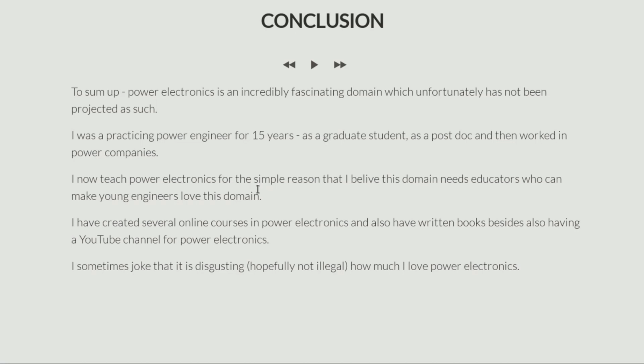Sometimes I just want to say that after all these years as a power electronics engineer, it is difficult to tell people how much I love power electronics. I just joke that it is sometimes disgusting how much I like it. And I hope this love is not really illegal, especially these days. Of course, when I say I love a power electronics device, I mean I love the power electronic circuits. But it's important to note that anyone who spends enough time as a power electronics engineer will only love this domain. And there are good reasons for doing so.